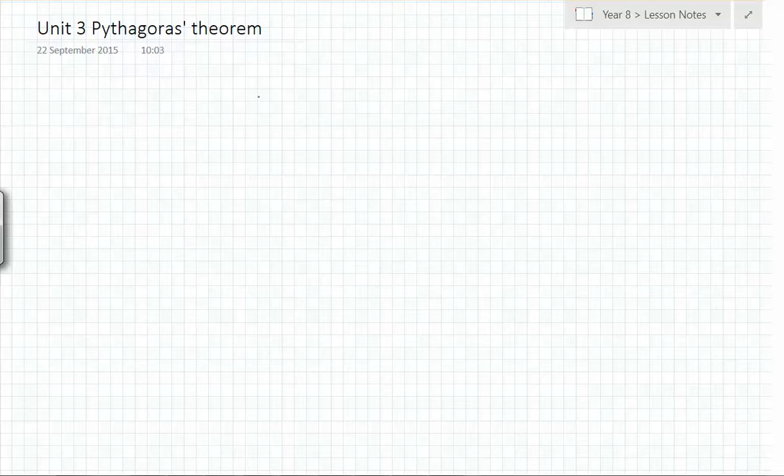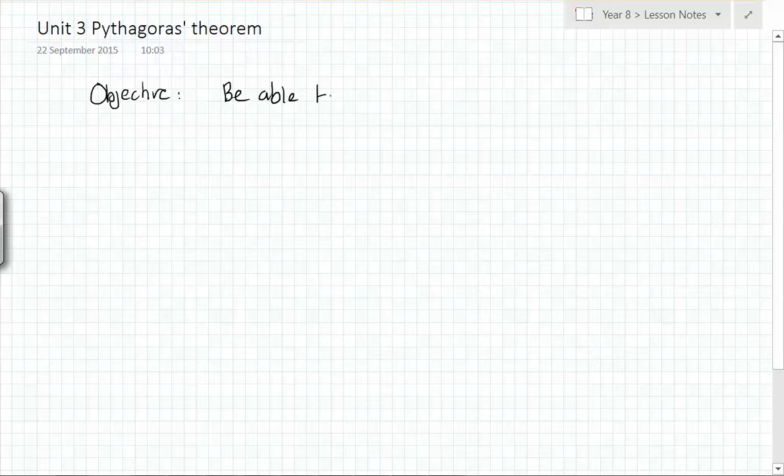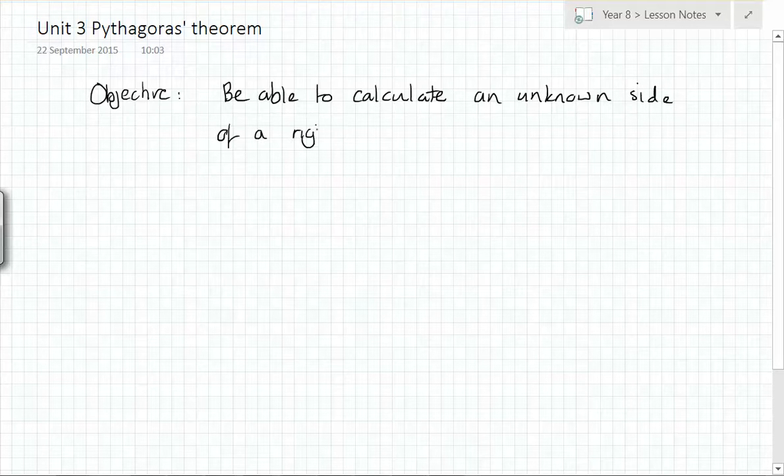So Unit 3 is Pythagoras' theorem, and your objective is to be able to calculate an unknown side of a right-angled triangle. Okay, that's your objective.